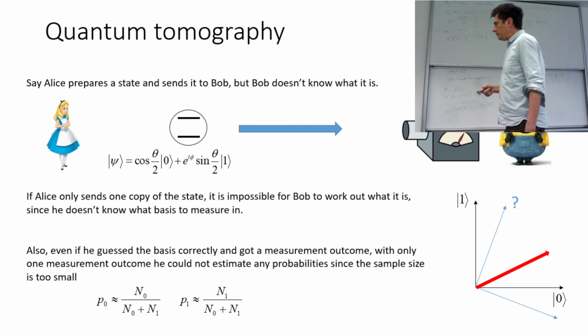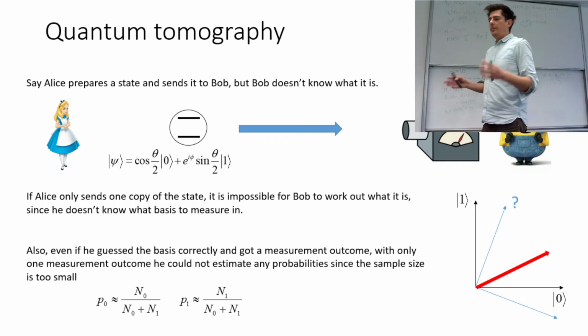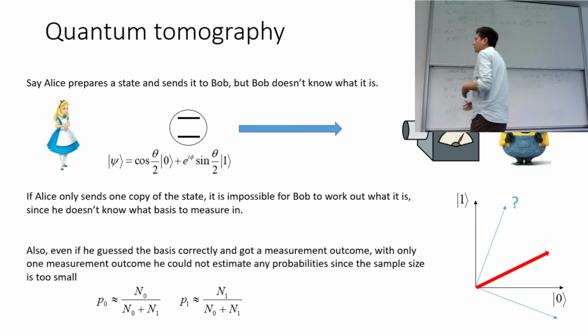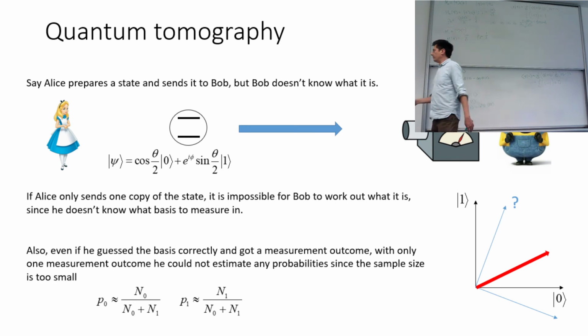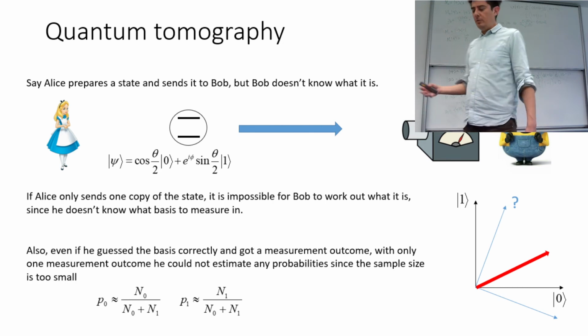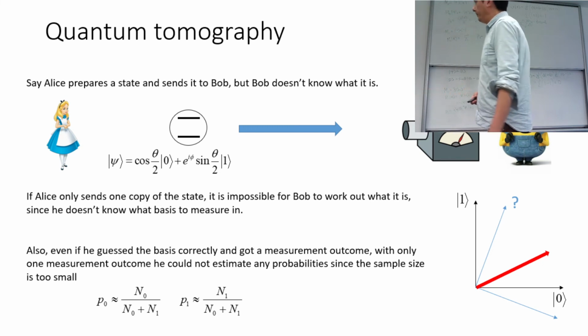Right? And so what we're going to have to do is measure this qubit in the 0, 1 basis, but we're also going to have to measure it in some other basis to figure out what the other parameter phi is. So by doing two measurements, working out two sets of probabilities, we can work out what these two parameters are, and that will tell us what this state is.